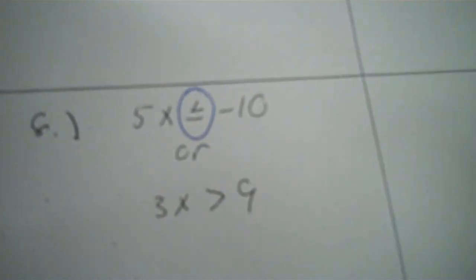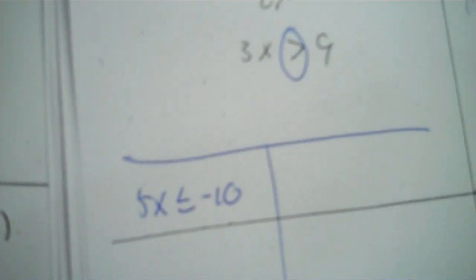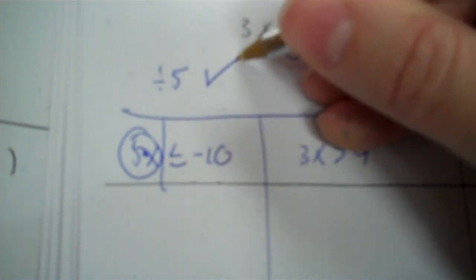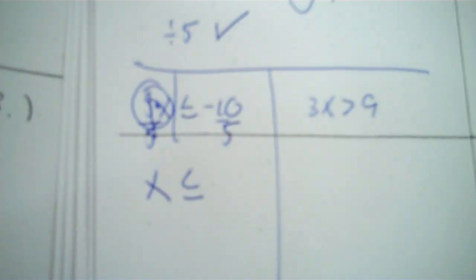Okay, number 8, 5x is less than or equal to negative 10, 3x greater than 9. So again, it's a compound inequality, so we need to make a table here where we have 5x less than or equal to negative 10, and then 3x greater than 9. So I solve both the inequalities. 5 times x, we have to divide by 5. Check the sign because you're dividing, but it's by a positive. So we got x, negative 10 divided by 5 is negative 2.